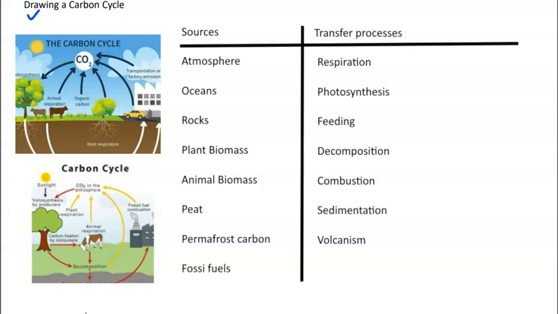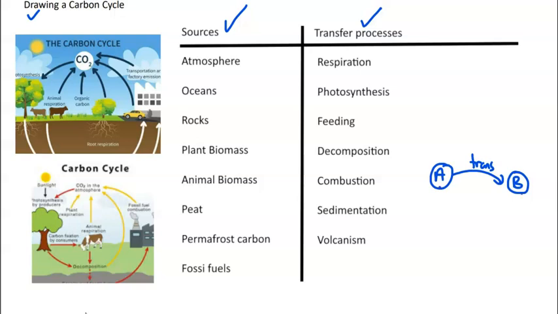When we do that, we should focus on two ideas. One is that there's a source of carbon, and that the carbon in one source, let's call that source A, will be then sent to another source, let's call that B, and that there will be a transfer process associated with getting the carbon from A to B.